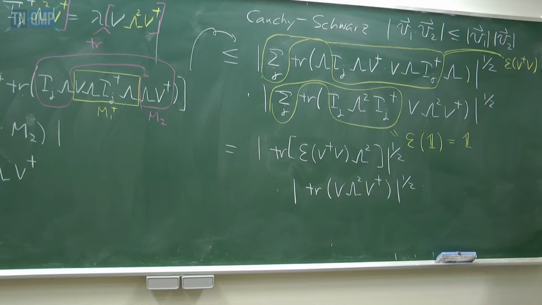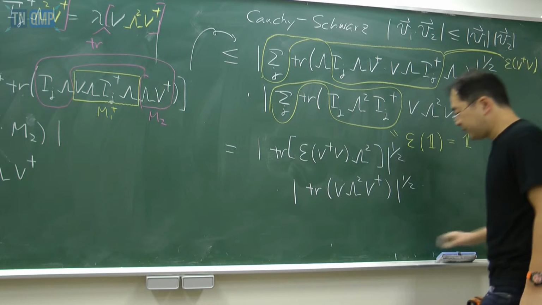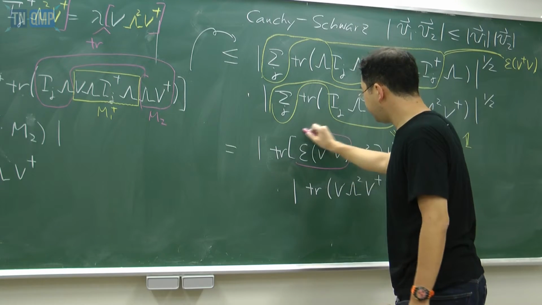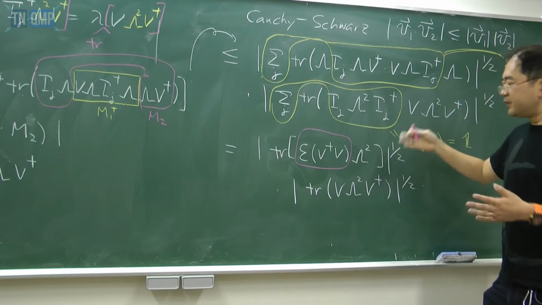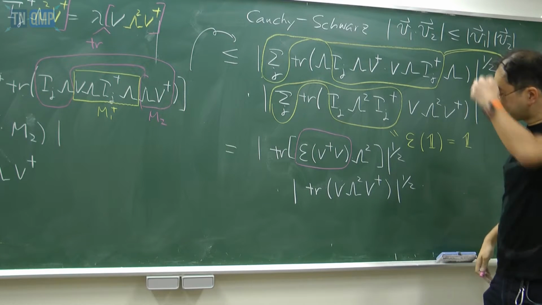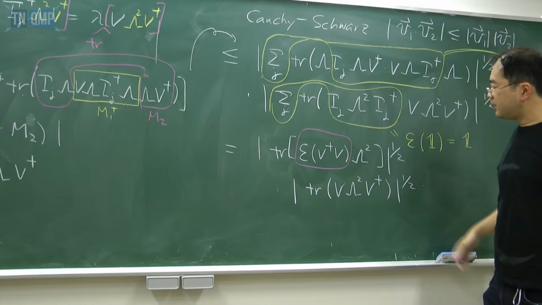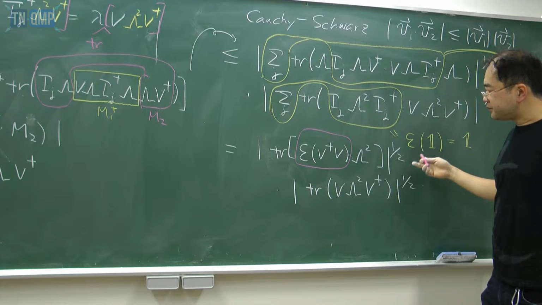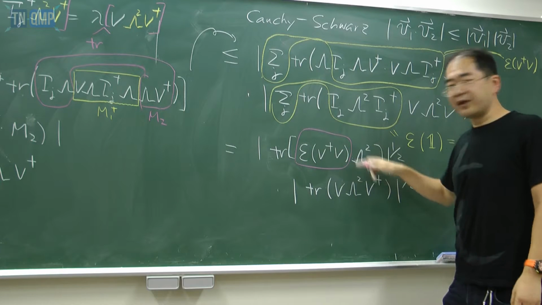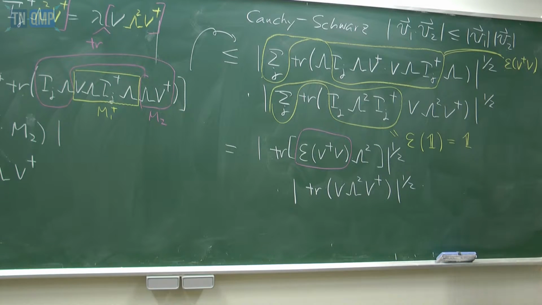But then we also require that this epsilon has largest eigenvalue 1, and the other eigenvalues are smaller in absolute value. So that means that this one is bounded by v dagger v, because this v dagger v is a positive semi-definite matrix.